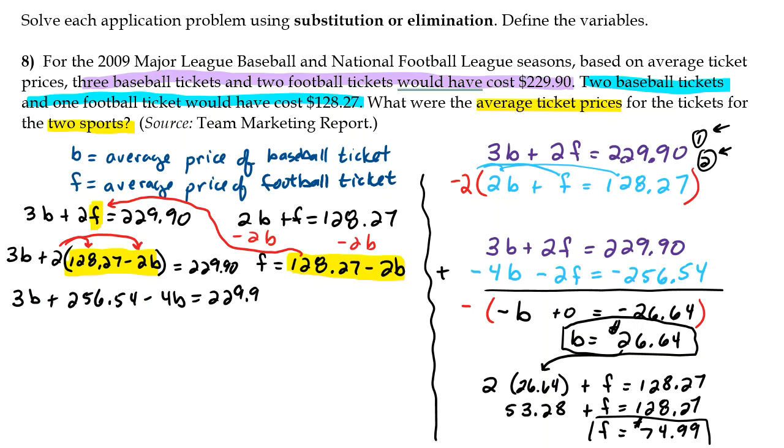And now we can get our b terms together. And we can subtract 256. This is starting to look like the elimination, isn't it? Sort of the same numbers as we have over here on the right. Okay, so that equals negative 26.64, just like it did on the other side. Multiply both sides by -1, we get positive 26.64, and then again we would want to take the 26.64 and plug it back in for b to find the value of f.